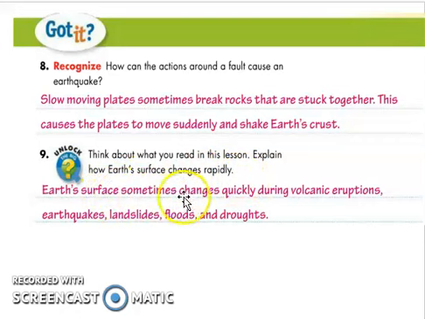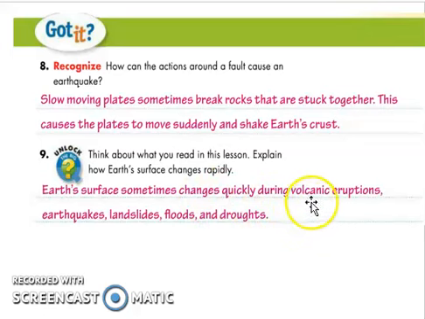Earth's surface sometimes changes quickly during volcanic eruption, earthquake, landslide, floods, and droughts. Now, I want to point out, girls, that there are some events that could change the Earth very slowly, like the movement of the plates. As I mentioned a while ago, the continent was just one, but it is divided because of the movement of the plates. That event is happening very slowly. That happens over thousands or millions of years.